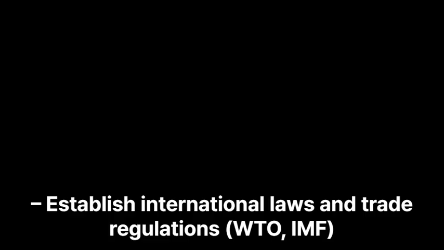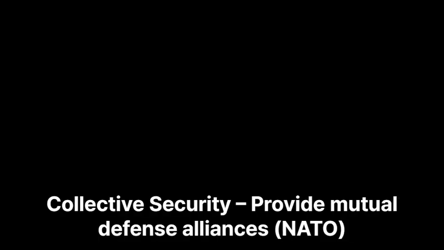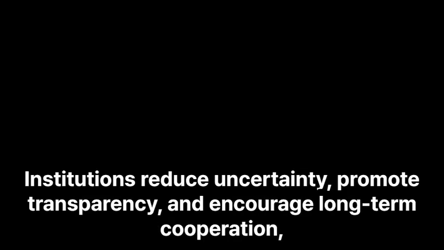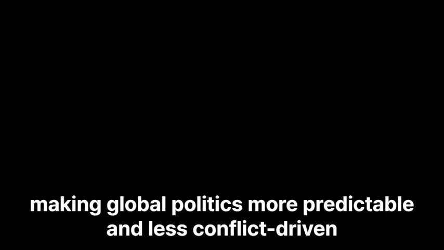Key functions of international institutions: rule-making and norms. Establish international laws and trade regulations (WTO, IMF). Conflict resolution: mediate disputes and prevent wars (UN, ICJ). Collective security: provide mutual defense alliances (NATO). Economic stability: regulate global markets and financial crises (IMF, World Bank). Example: the WTO enforces trade rules, preventing conflicts between the U.S. and China. Significance: institutions reduce uncertainty, promote transparency, and encourage long-term cooperation, making global politics more predictable and less conflict-driven.